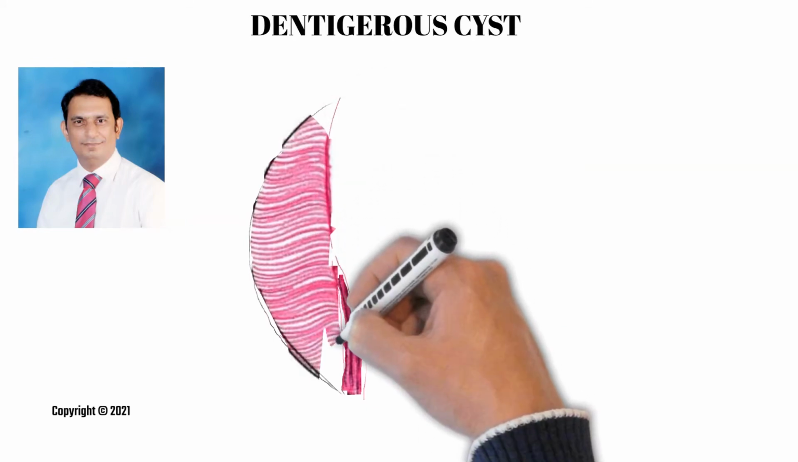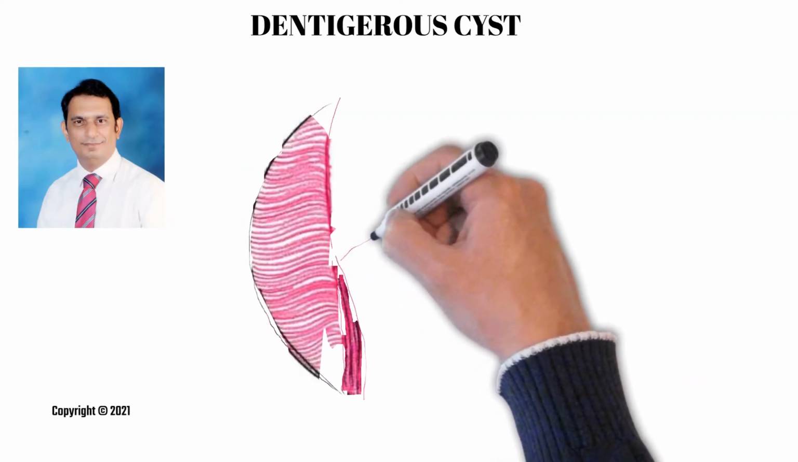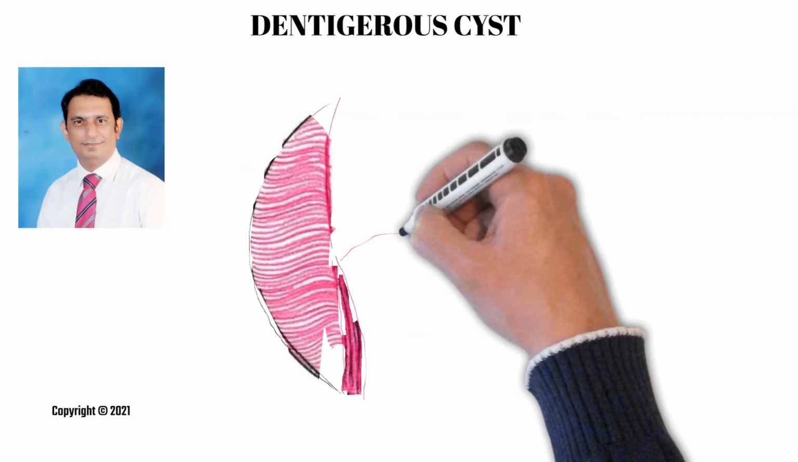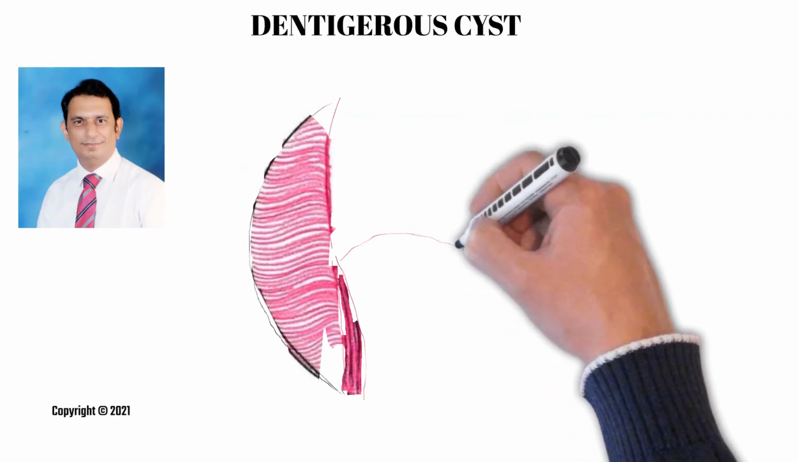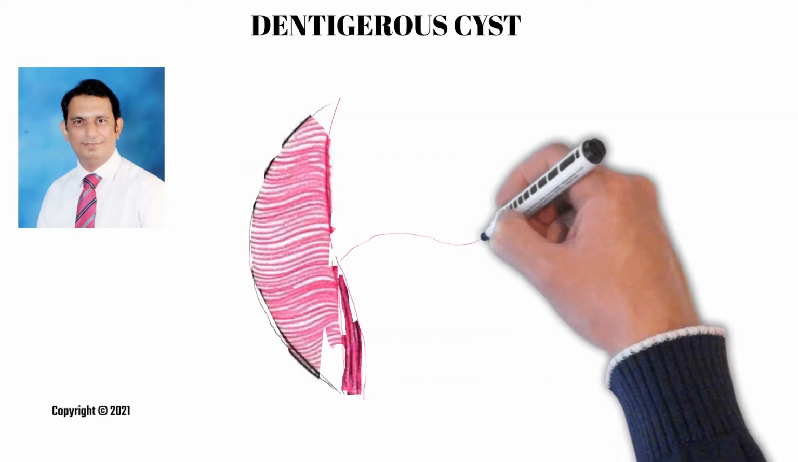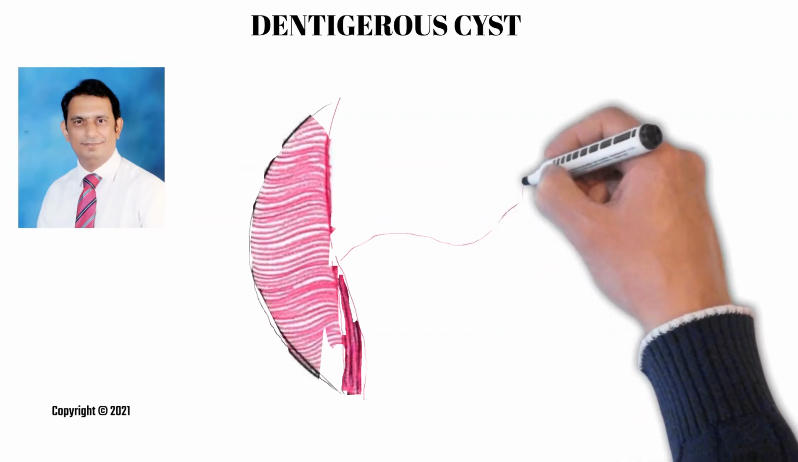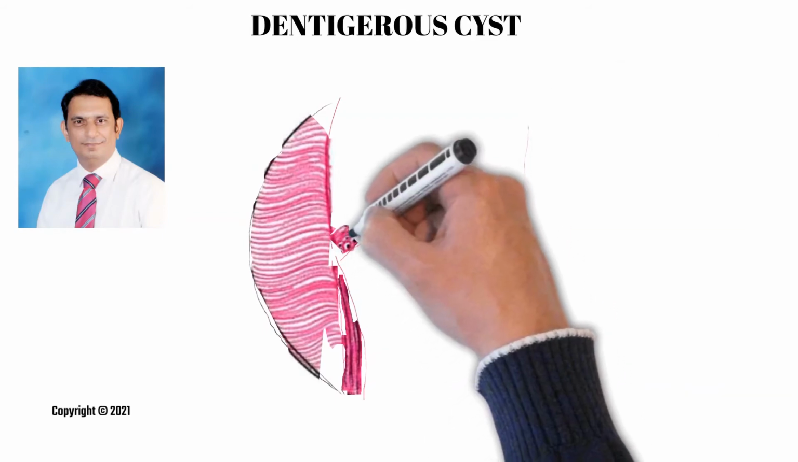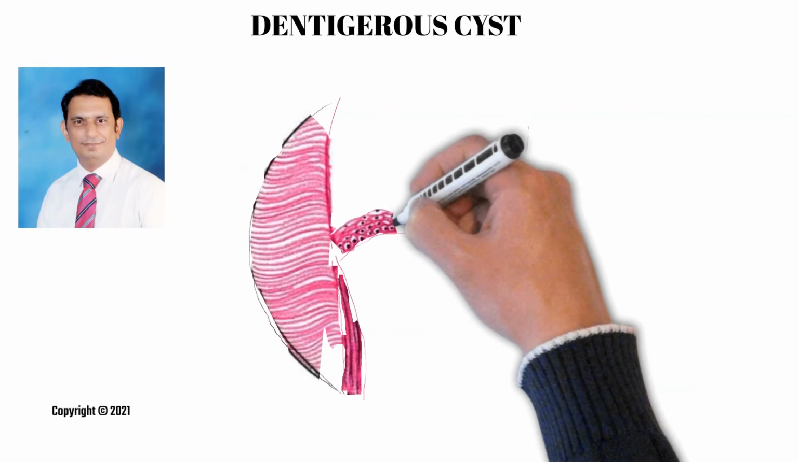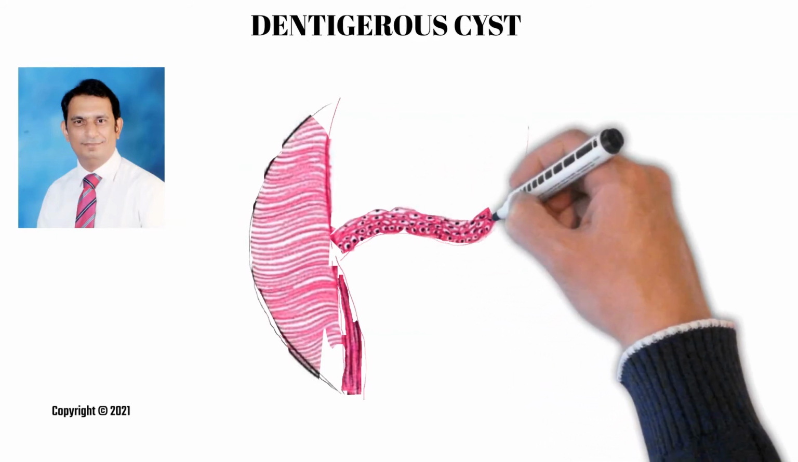Now this is the lining which we are going to draw, the basement membrane which separates the epithelium from the connective tissue, and it goes like this, complete this way. Then you draw the lining, which is non-keratinized stratified squamous epithelium. It's non-keratinized and derived from reduced enamel epithelium.